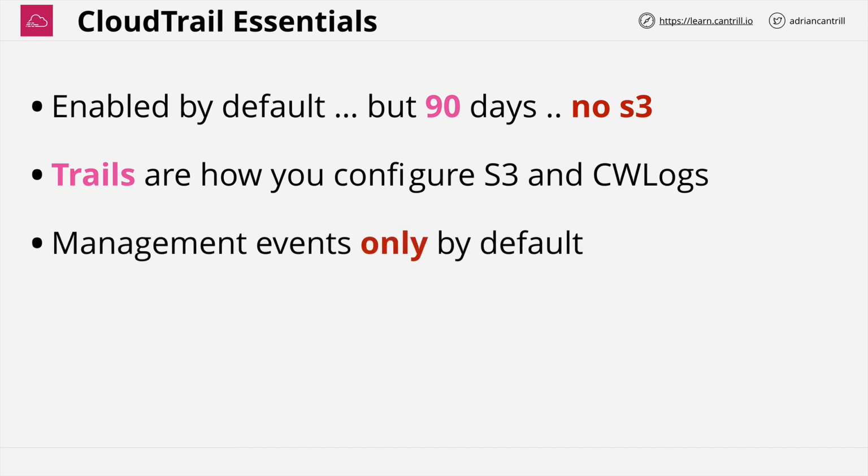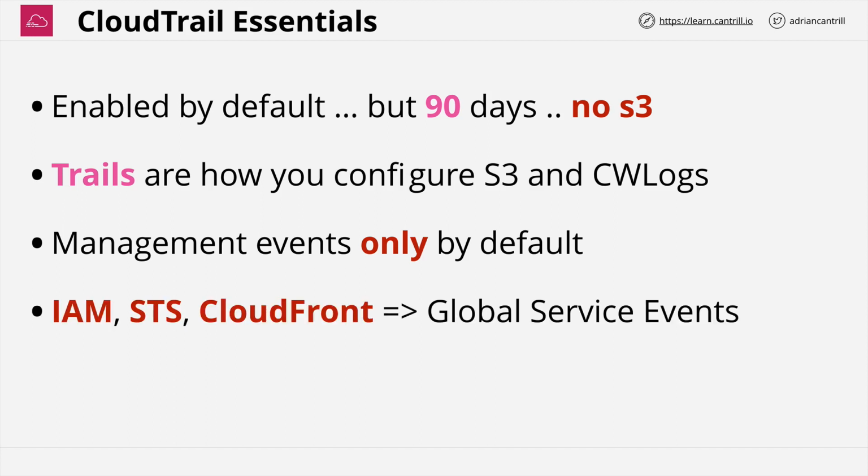Now the default for trails is to store management events only. So this only includes management plane events: creating an instance, stopping an instance, terminating an instance, creating or deleting S3 buckets, logins to the console, anything that's interacting with AWS products and services from a management perspective is logged by default in CloudTrail. Data events need to be specifically enabled and they come at an extra cost. I'll talk about that in a little bit more detail in the demo lesson because you need to be aware of the pricing of CloudTrail. Much of the service is free, but there are certain elements that do carry a cost that you do need to be aware of, especially if you use this in production.